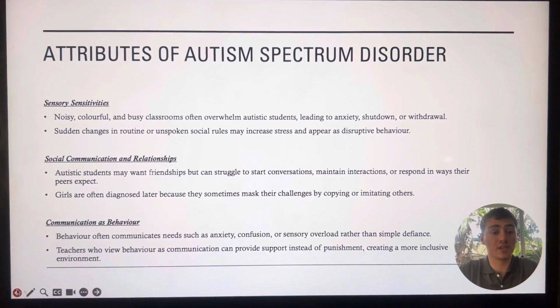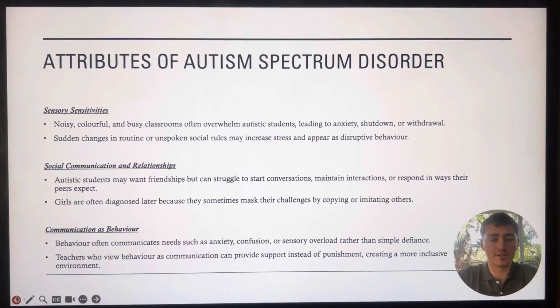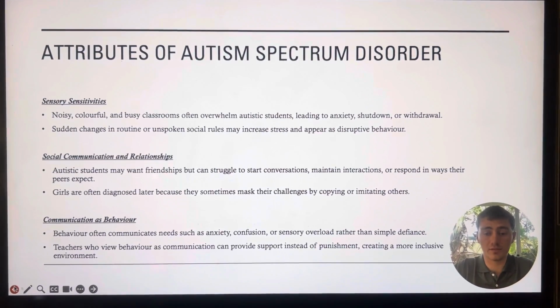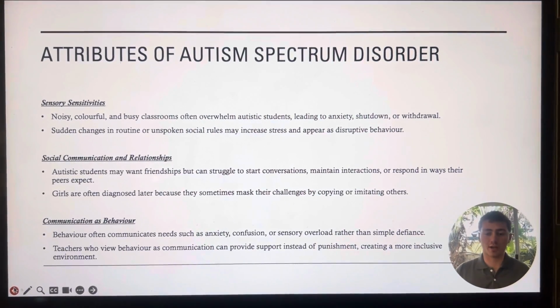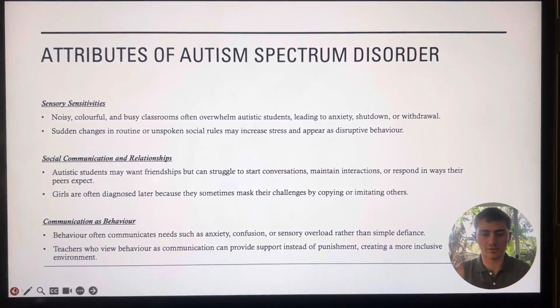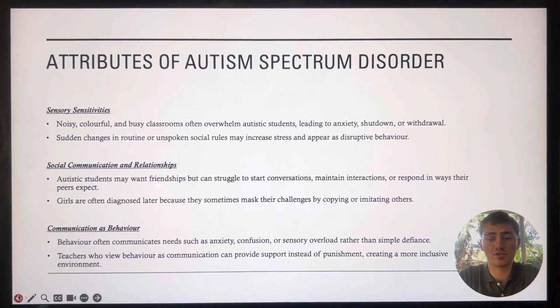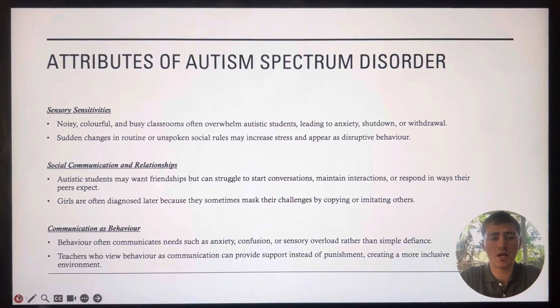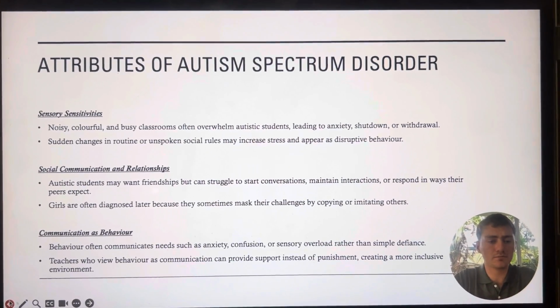Starting with sensory sensitivities, this is a crucial one. Noisy and busy classrooms can often give students with autism anxiety. When the students are communicating quite loud and the noise levels get a bit too high, that can lead to anxiety, which could cause students to shut down or withdraw from tasks. So regulating that classroom noise is very important.